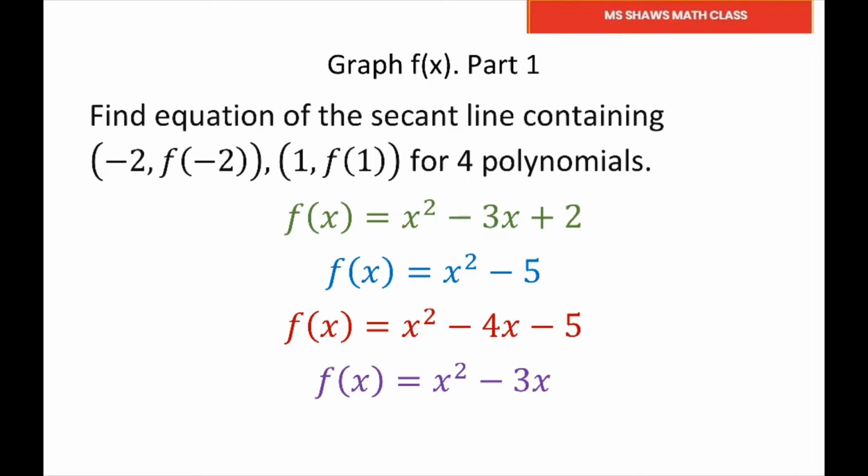Hi everyone, we're going to find the equation of the secant line containing our x at -2 and our x at 1, and we're going to have to find our y values, and we're doing this problem here. We already did these other three problems on different videos. So the first thing we're going to do is find the slope.